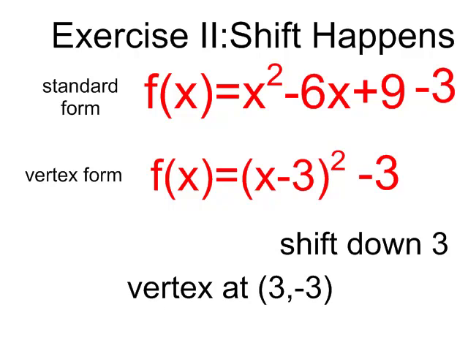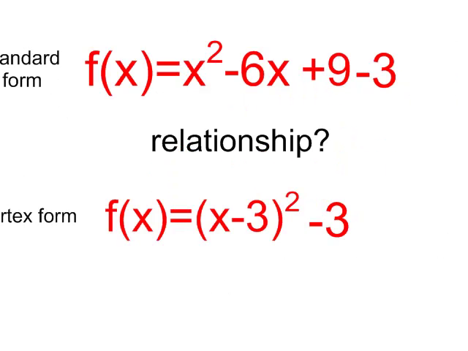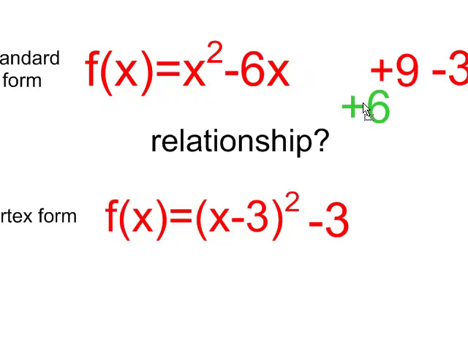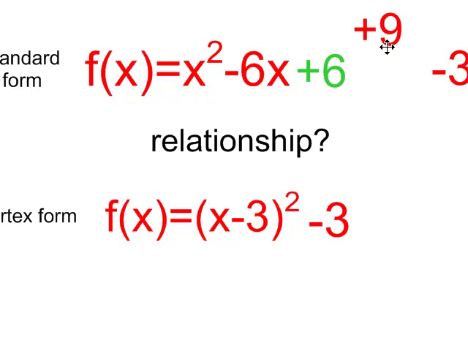What's happened to the standard form of the equation? Well, I'm going to have to do a little bit of simplification because this is sort of an ugly mess here, and this should be plus 6 instead of plus 9 minus 3.